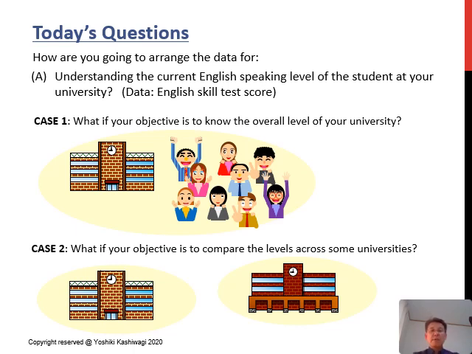Okay, let's think about case two. What if your objective is to compare the level across some universities? Let's say you compare the English speaking level of YNU with Yokohama City University. What index are you going to use and what categories are you going to use to break down? How are you going to compare these two universities in terms of English speaking level? I guess you will apply a different approach or different index between case 1 and 2. That is the first question for you to do.